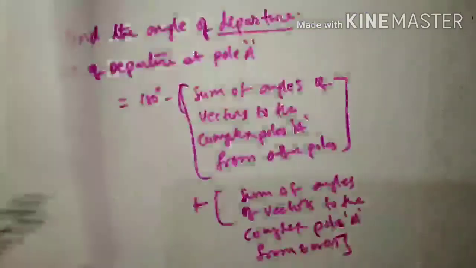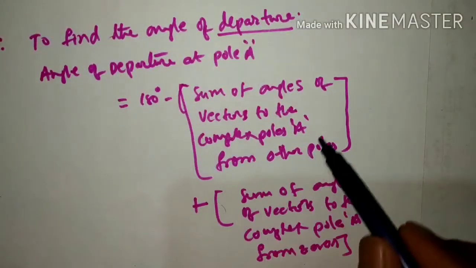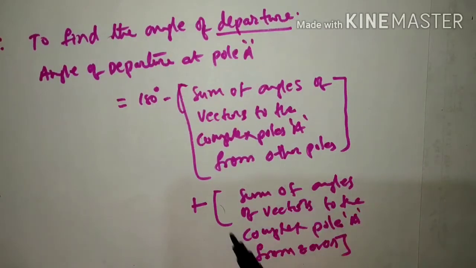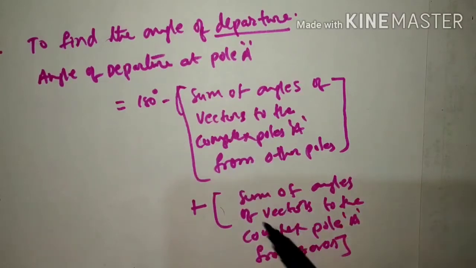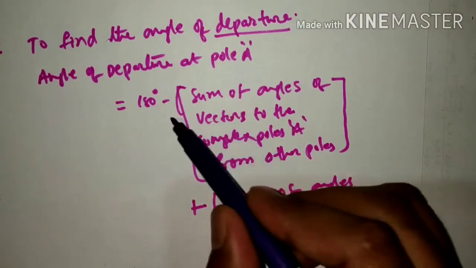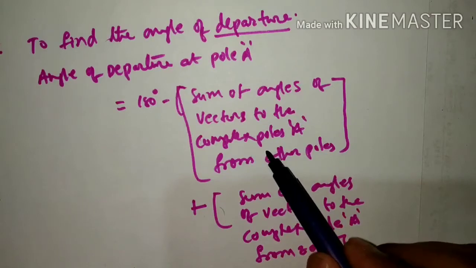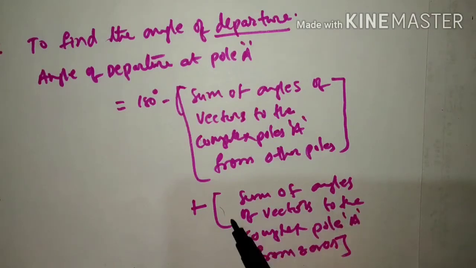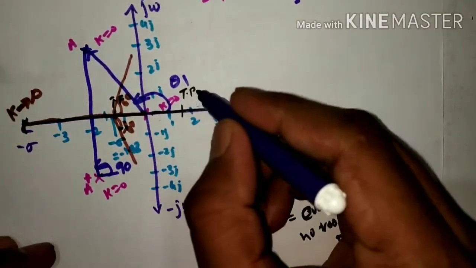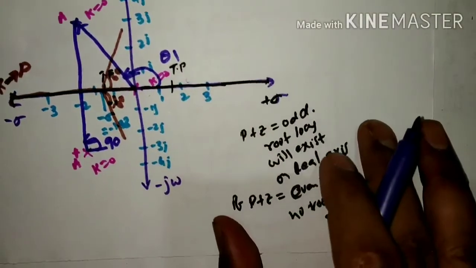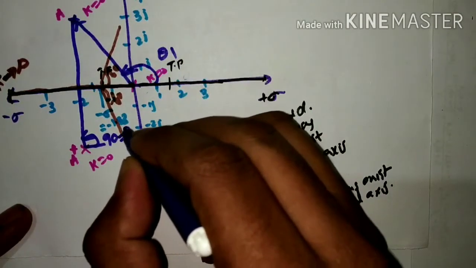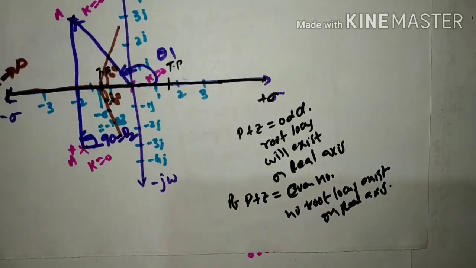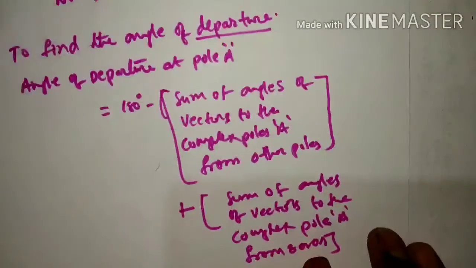So this is the net angle contribution by poles, and this is the net angle contribution by zeros. You have to subtract both. From 180 we have to subtract the sum of angle contributions by poles and add the sum of angle contributions by zeros. Now what are theta 1 and theta 2? I am going to put theta 1 and this is theta 2.